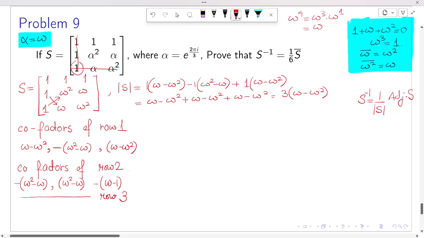Cofactor of this entry, omega minus omega square. There's this row and this column, omega minus 1 with a negative sign. Next is the cofactor of this entry. This is omega square minus 1. Okay, so the adjoint is what?